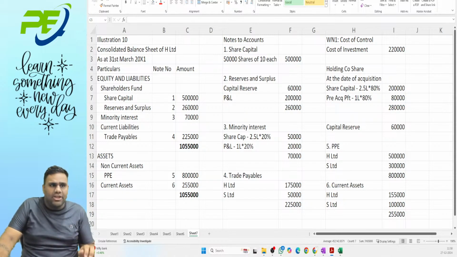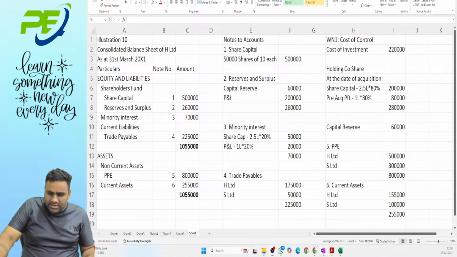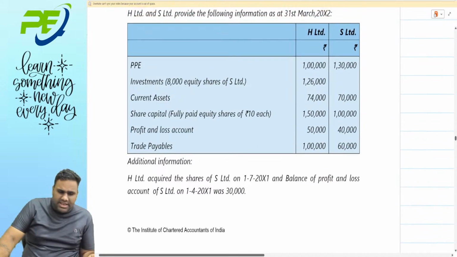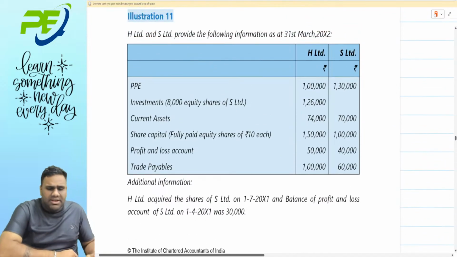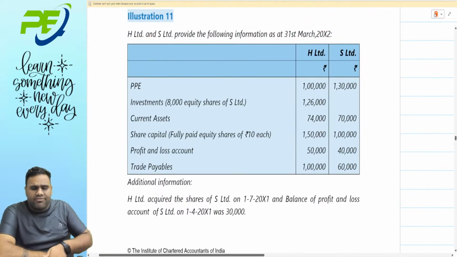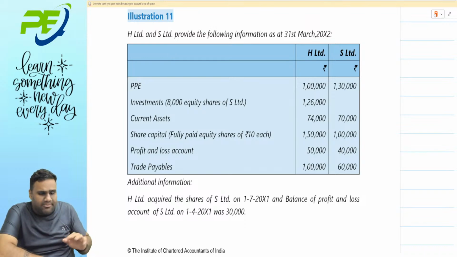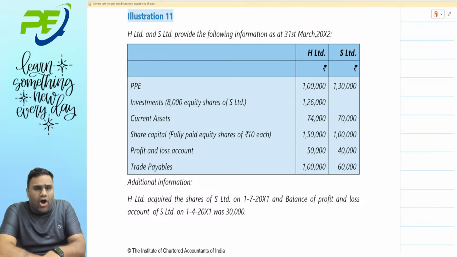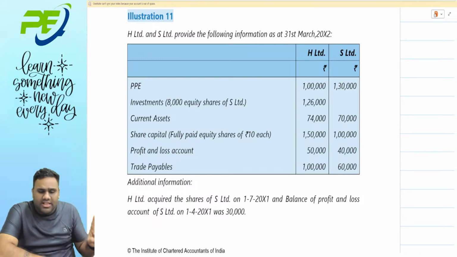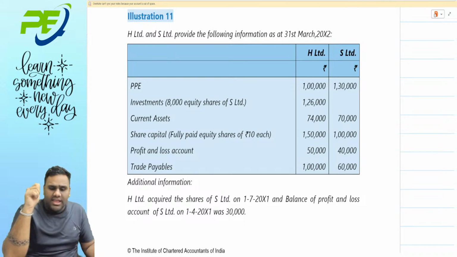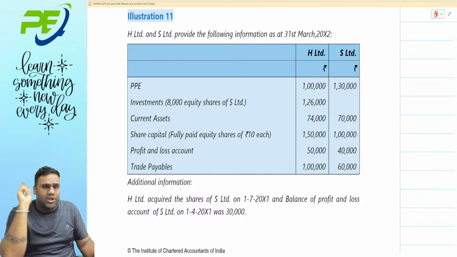Yes, everyone, can I continue? So now moving forward, illustration number 11. H Limited and S Limited provided the following information as at 31st March 20x2. Similar balance sheet what we had in the previous problem, it's not same. H Limited acquired on 1st July. So in the previous problem, they acquired at the end of the year. Now they acquired on 1st July.